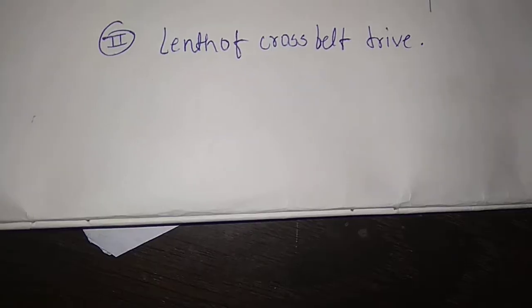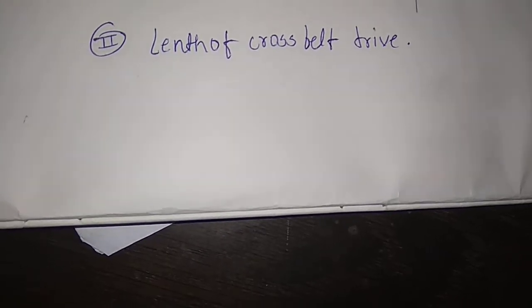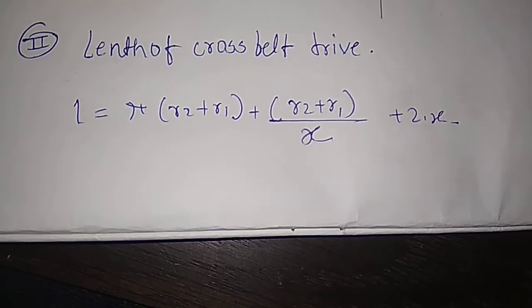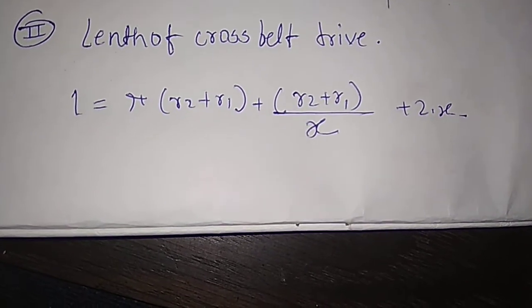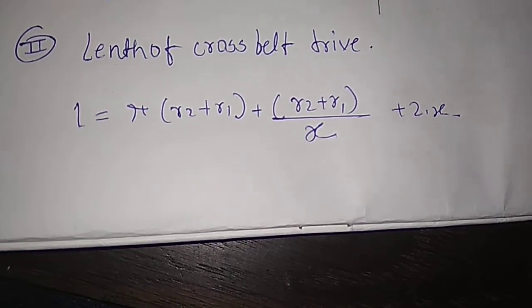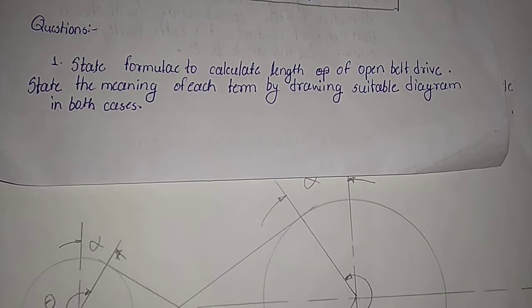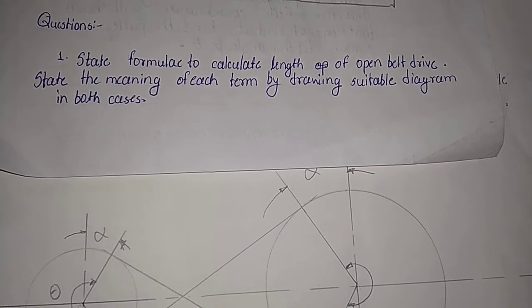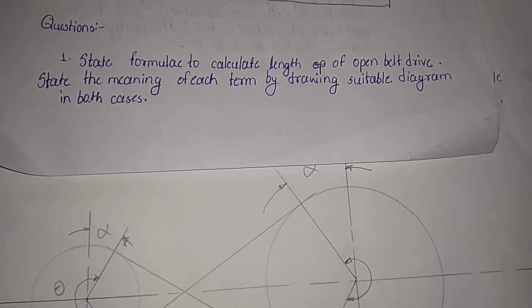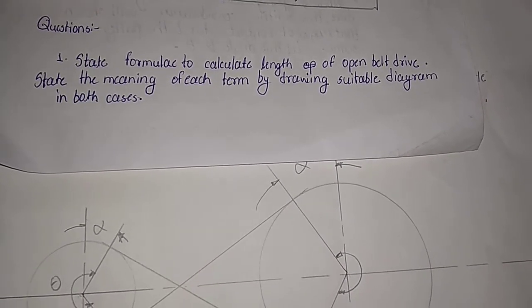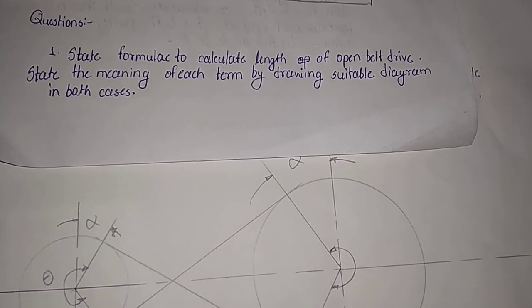Second, the length of the cross belt drive, L, is equal to pi (r2 plus r1) plus (r2 plus r1) squared divided by x plus 2x. In this topic, the most frequently asked question in MSBTE question papers is: first, state the formula to calculate the length of an open belt drive, and state the meaning of each term by drawing a suitable diagram in both cases.